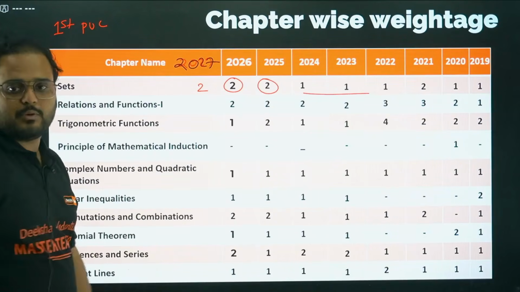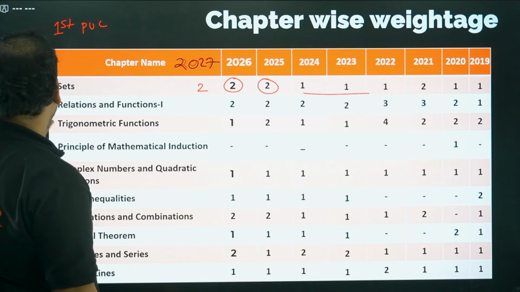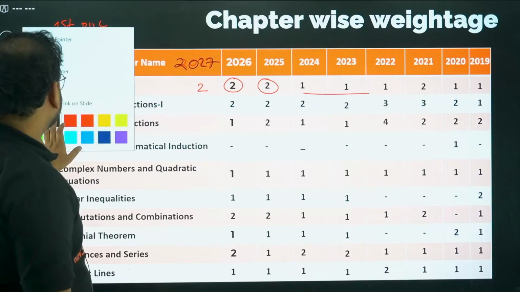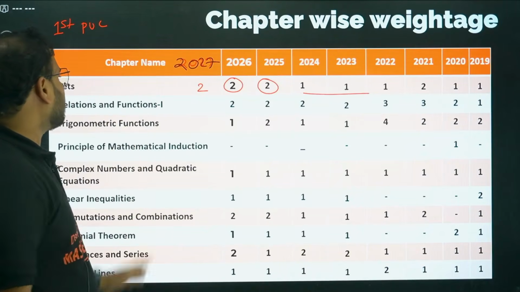2027. I hope this is visible now. Okay, yes, great, sir. So if we look at the trend, 2 questions can be asked in set theory also.